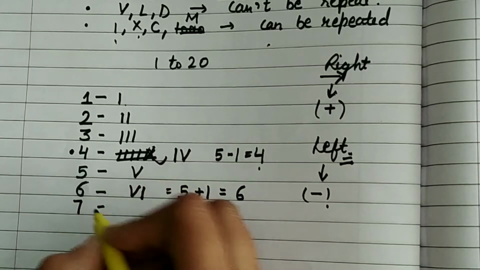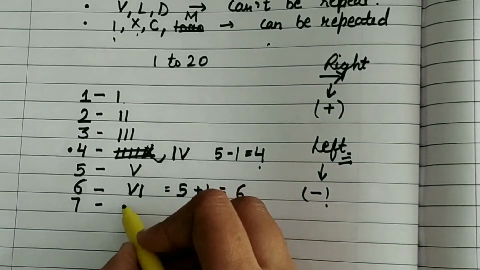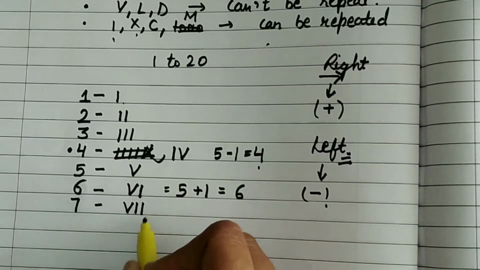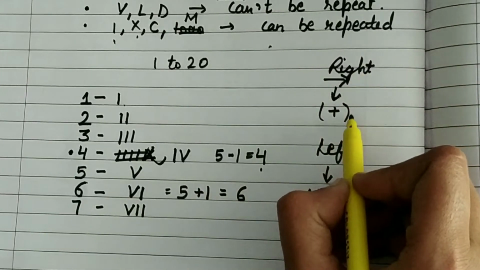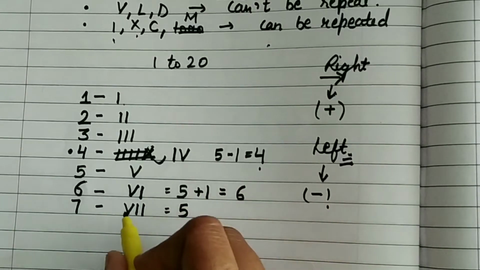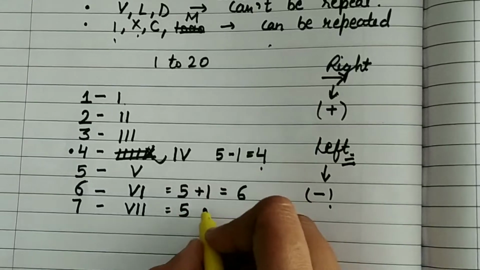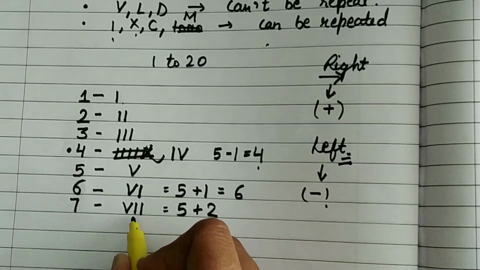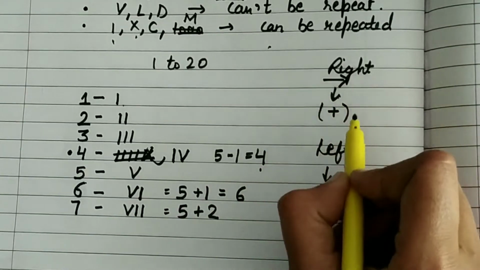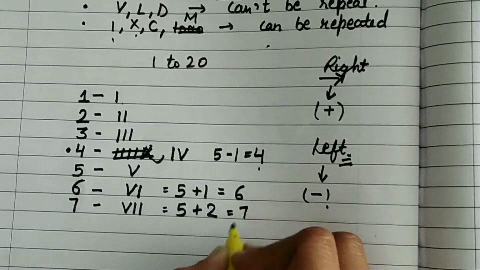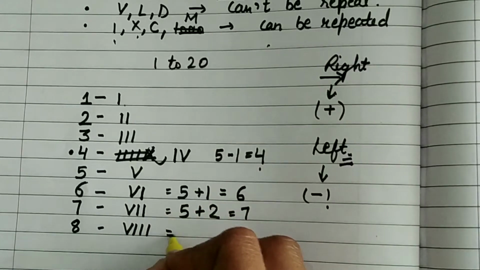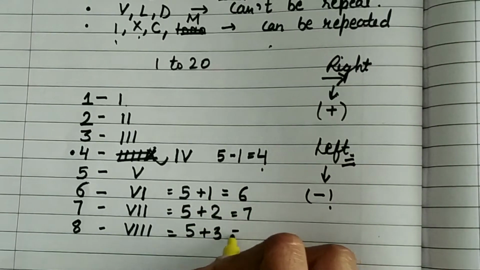Similarly, 7. If I add 2 to V, I will get 7. That means I will write 2 to the right of V. Why? Because right means addition. That means I am adding 2 to 5. V means 5 plus 2, because I have written 2 to the right of the symbol V, and right means addition. So 5 plus 2 is 7. Similarly, 8 I can write V, 5 plus 3 is 8.